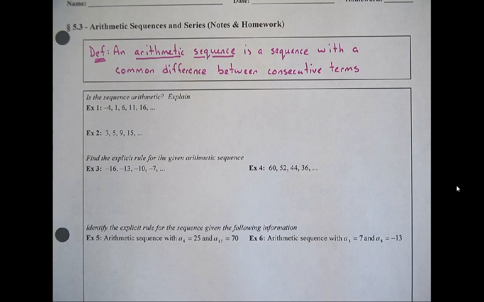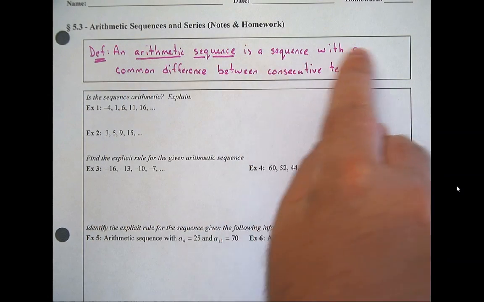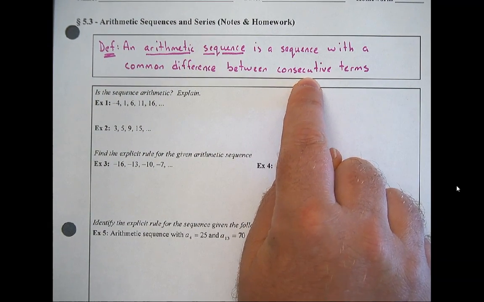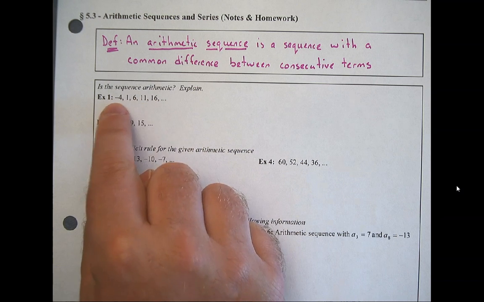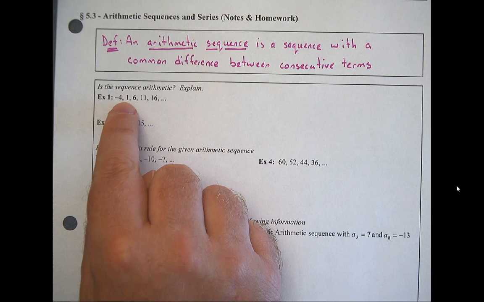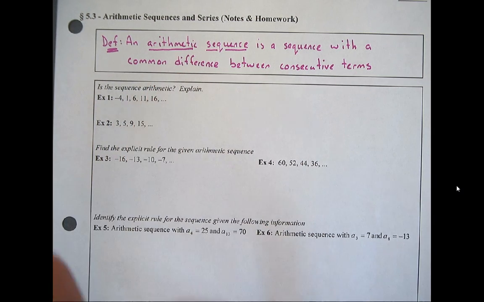Okay, so there might be some words in this definition that you don't know, so let's break it down. So arithmetic is a brand new word that just means adding. All right, so this is a sequence that moves along by adding. So we got a sequence with a common difference between consecutive, that means in a row. So if I'm looking at this list of numbers here, if it's arithmetic, that means that as I go from this term to this term and this term to this term and this term to this term, there's a common difference, or in other words, you would add by the same amount each time.